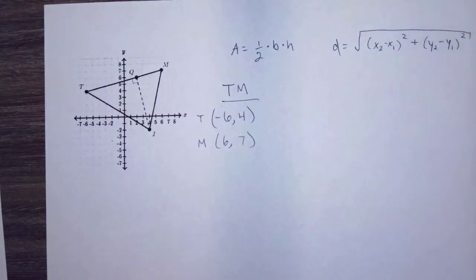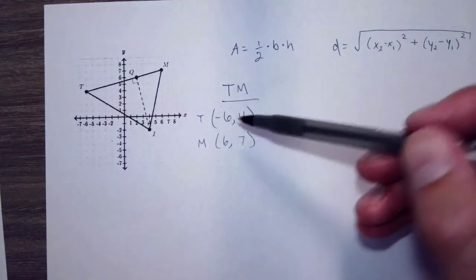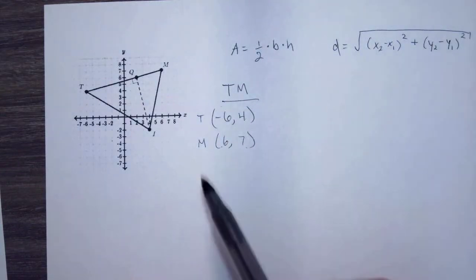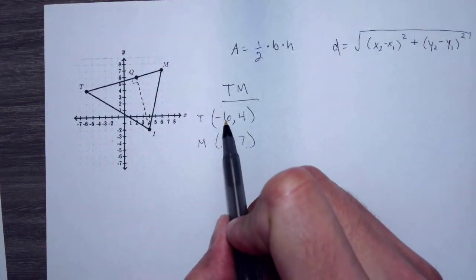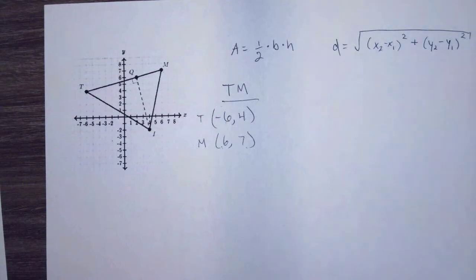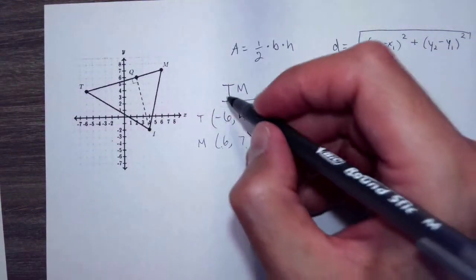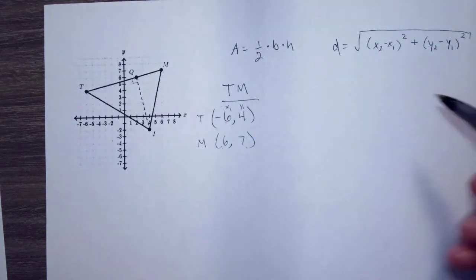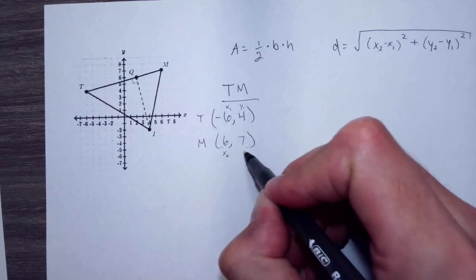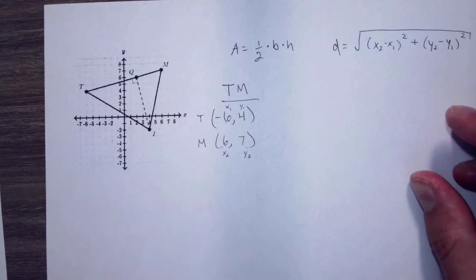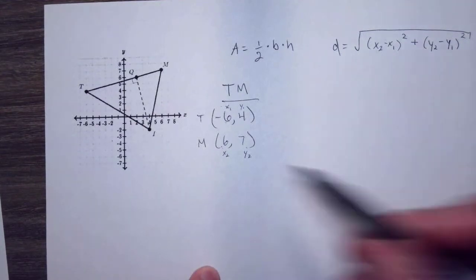It doesn't actually matter which one is x1, y1, x2, y2. I could switch it around. This could be x2, y2. This could be x1, y1. Whichever one you write down first, just keep it consistent. So here, I'm going to say this is my x1, y1. This will be my x2, y2. Now I'm going to find the distance using the distance formula.